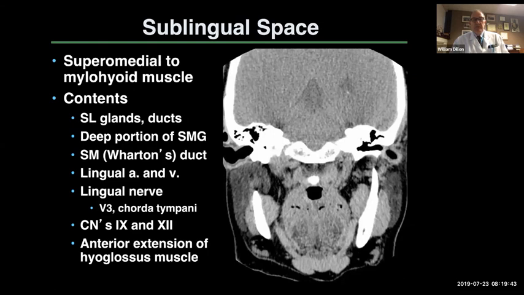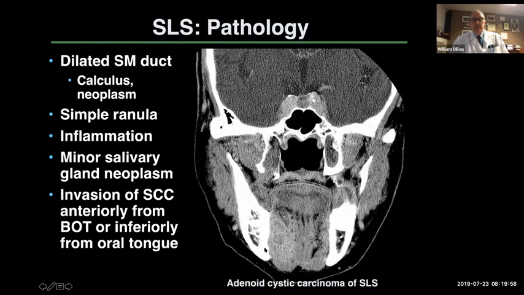The deep portion of the submandibular gland, of course, is here, and it's this structure we're talking about right here and right here. The lingual nerves, the cranial nerves 9 and 12, and the anterior extension of the hypoglossal muscle. So tumors of this area, this is an adenoid cystic carcinoma arising from the sublingual salivary gland located here normally on the left, can rarely give rise to tumors. One can see a simple or diving ranula, inflammation, or invasion with squamous cancer.